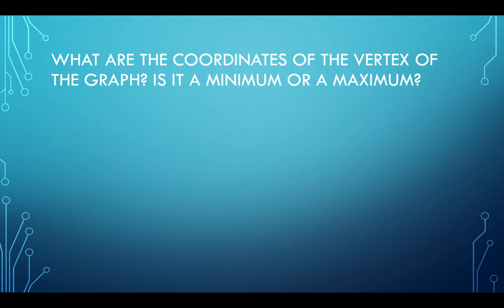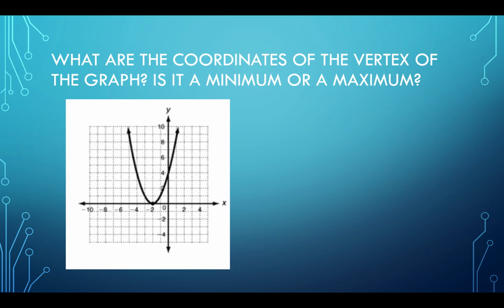Same thing. What are the coordinates of the vertex? Is it a min or is it a max? So we have this graph over here. What do we have? Min or max? We have a minimum because this is the lowest point on the graph, and the graph is opening upwards.